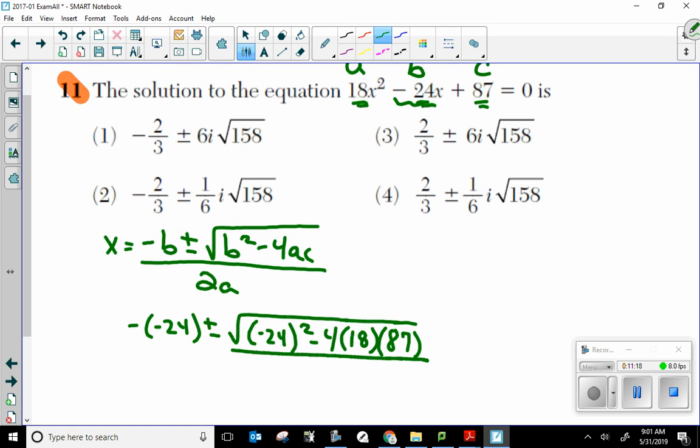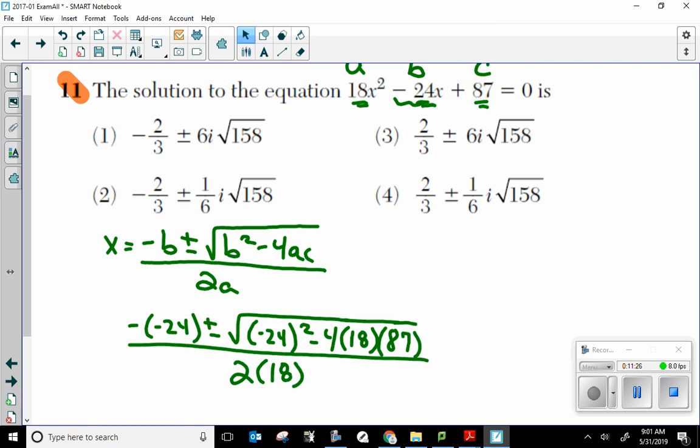All over 2 times A, which is 18. Wow. All right, well, let's do this. The good thing about this is you see how there's radical 158 here in all of these? That's good. That's going to help us clean up this mess under here. I'm going to tell you that right now. All right? Let's just go ahead and start this.